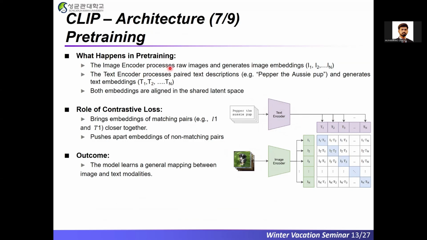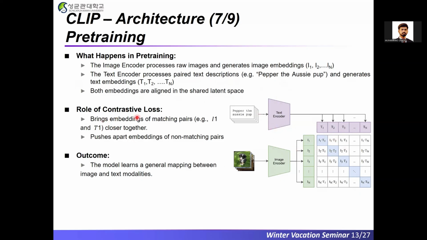The image encoder processes raw images and generates image embeddings as we have discussed earlier. The text encoder processes paired text descriptions and generates text embeddings. Both these embeddings are aligned and shared in the latent space. So this is just a recap of what we have learned so far.